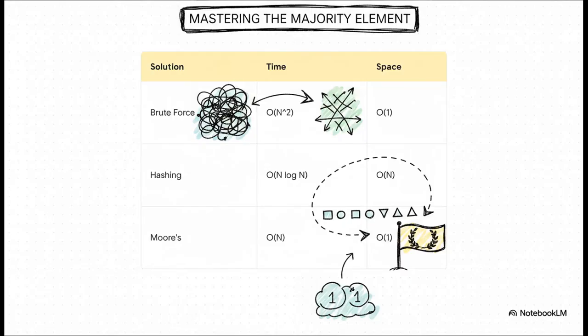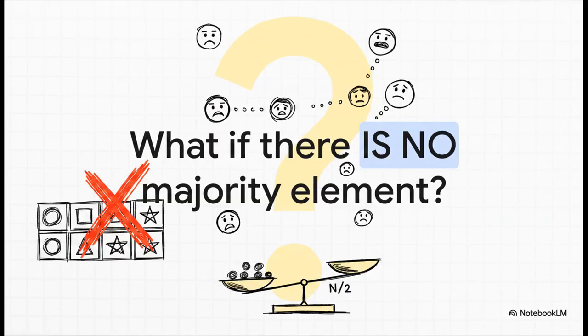Looking at our final table, Moore's algorithm hits the absolute sweet spot. One single loop brings our time complexity down to a blistering O(n). And since we're only storing a simple count and an element variable, bam, space complexity shrinks right back down to a perfect O(1). So, you've written down Moore's algorithm, the time is optimal, the space is optimal, you are ready to celebrate. But wait, there is a massive hidden trap here.